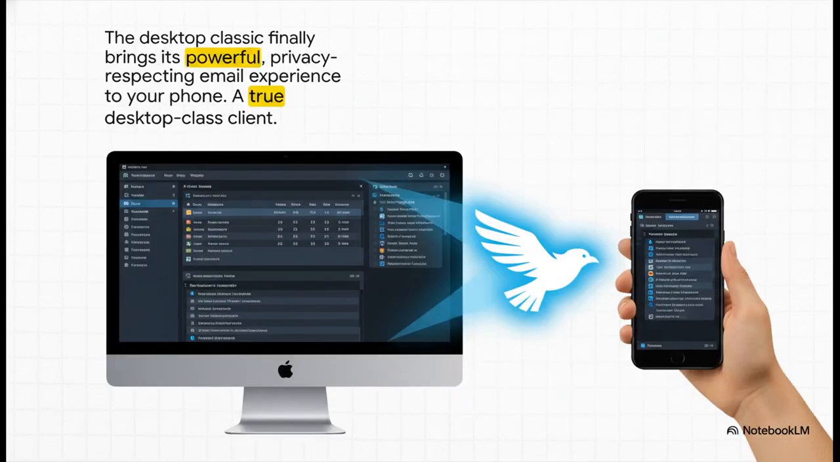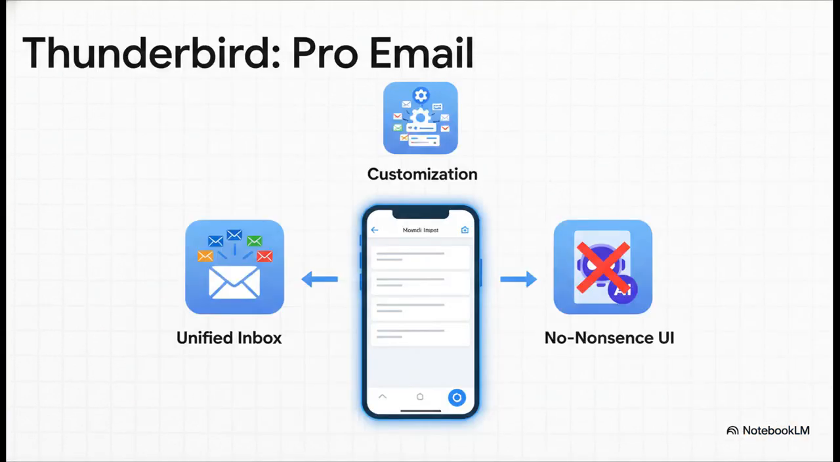And finally, for email, we have a name many of you will recognize from the desktop world, Thunderbird. Its long-awaited Android app is finally here, and it brings that same power and respect for privacy right to your phone. Thunderbird for Android gives you a clean, unified inbox, tons of customization, and a no-nonsense approach. There are no flashy AI features getting in your way, just a solid email client that finally brings a true desktop-class experience to your pocket.